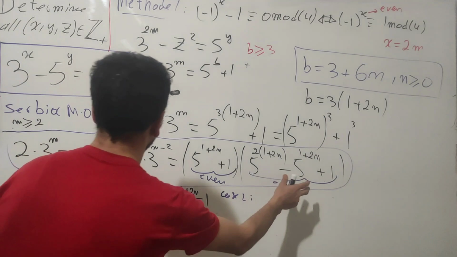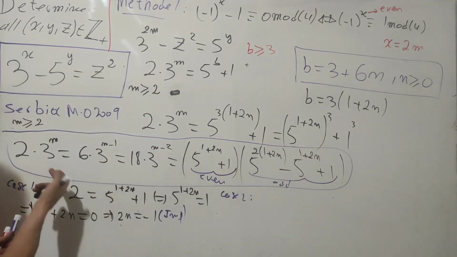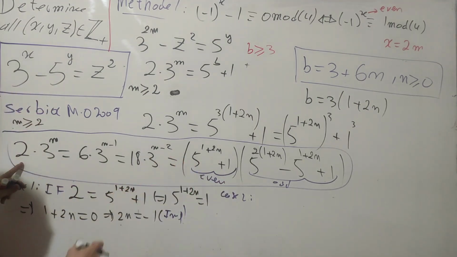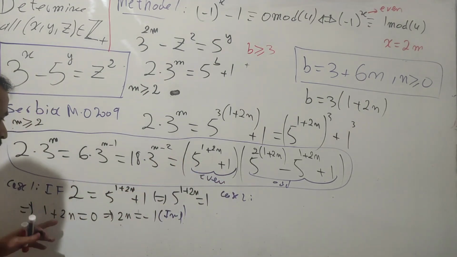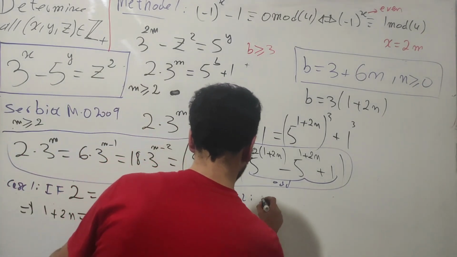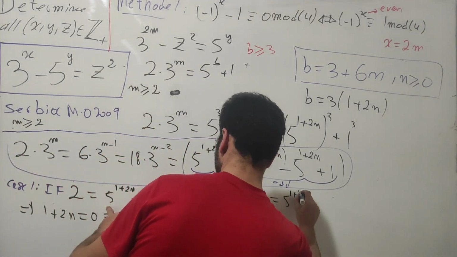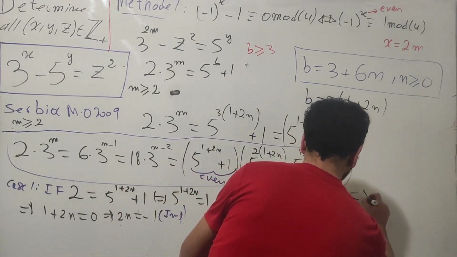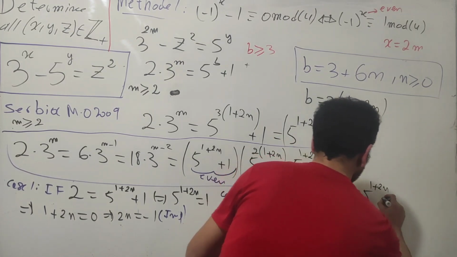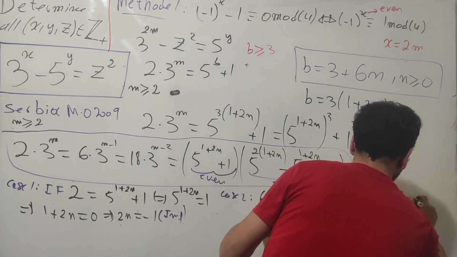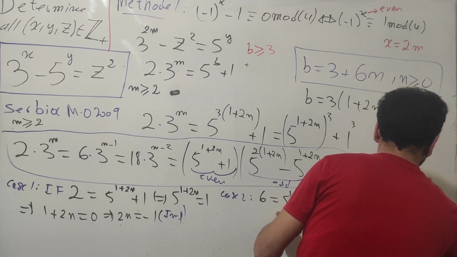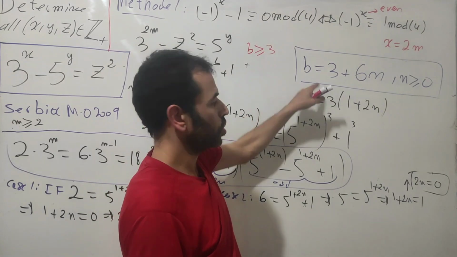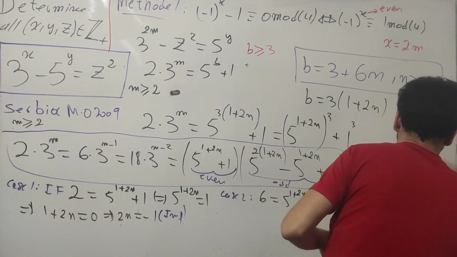We don't need to write this one in terms of this one, because this one is enough. Okay, because we are dealing with even. Even is taking even, odd is taking odd. We're going to do an extra work here. So case number 2, I will have 6 equals 5 to the 1 plus 2n plus number 1. This one implies 5 equals 5 to the 1 plus 2n, implies 1 plus 2n equals 1, implies 2n equals 0, n equals 0, which means b equals 3.